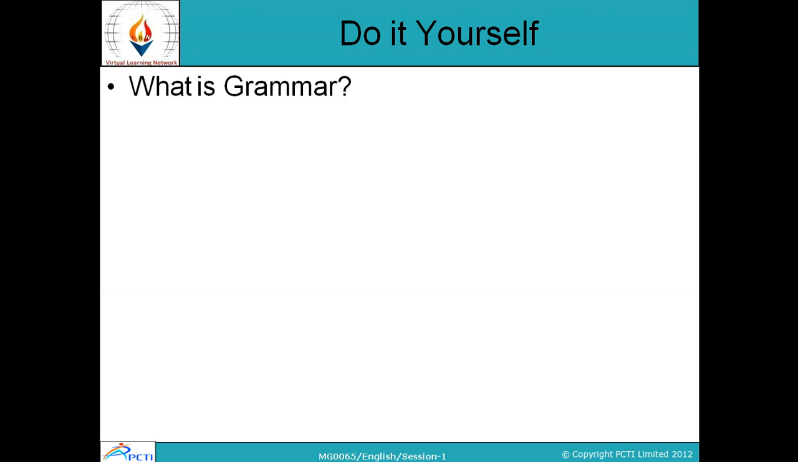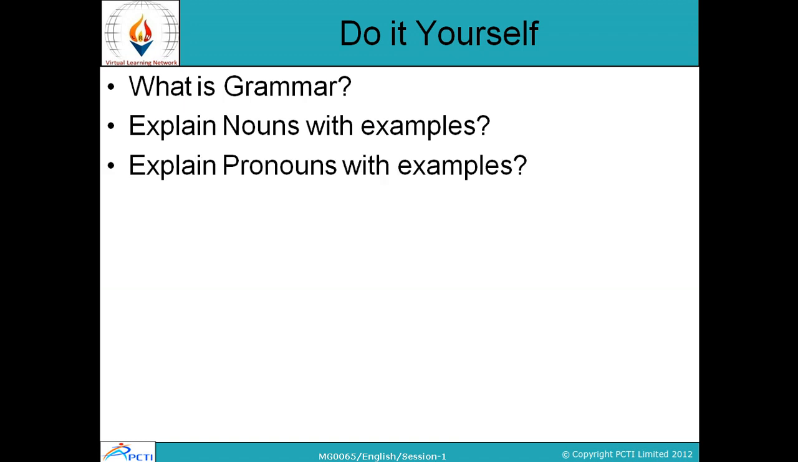Now let us answer these questions ourselves towards the end of this session. I'm sure अब आप ये questions को answer कर सकते हो. First question for you is what is grammar, and explain nouns with examples, explain pronouns with examples and explain verbs with examples. That's all we have for this session.